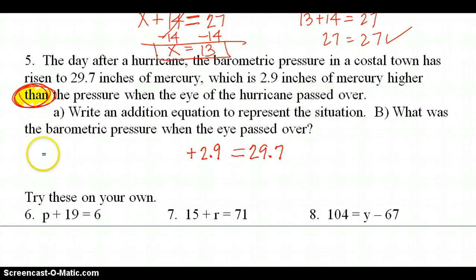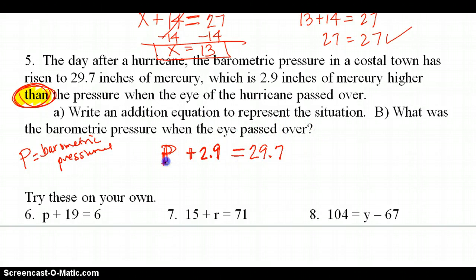So let's pick a variable, let's define it. I'm going to use P for our normal barometric pressure. I'm not sure if I spelled barometric right. Please don't hold it against me. P. So our normal pressure rose 2.9, and now our pressure is 29.7. So I haven't even finished reading the question yet. Write an equation that represents this situation. Okay, I did that.